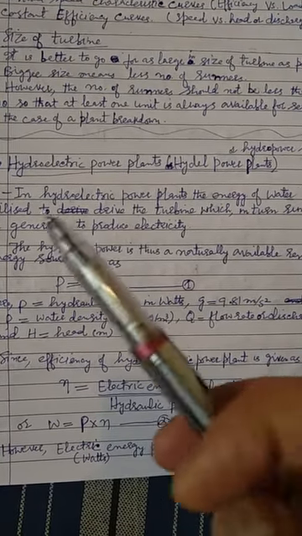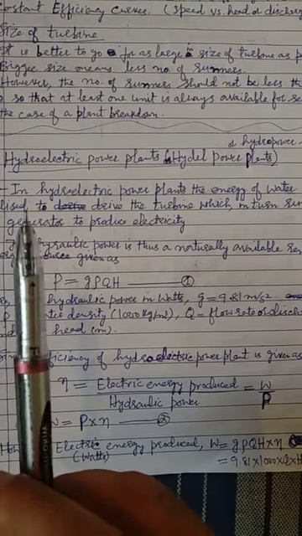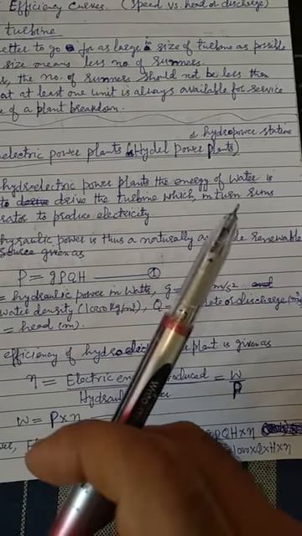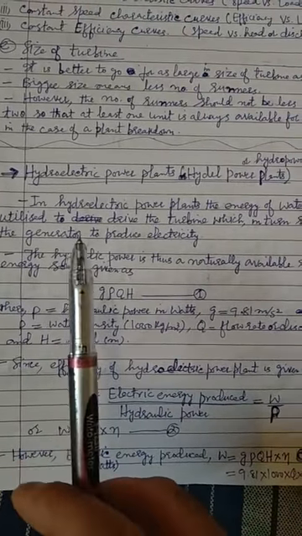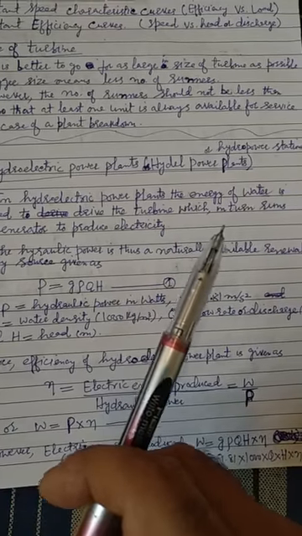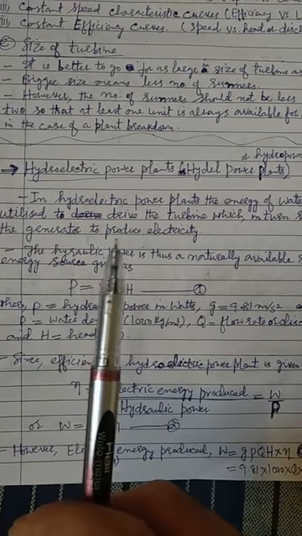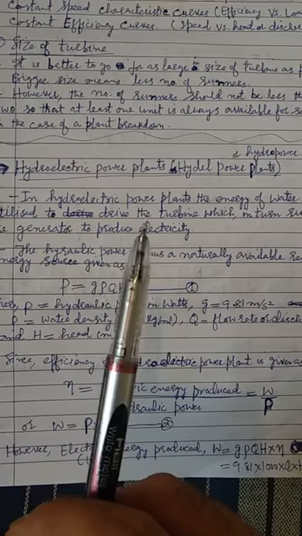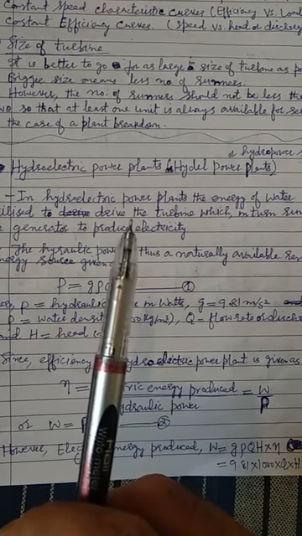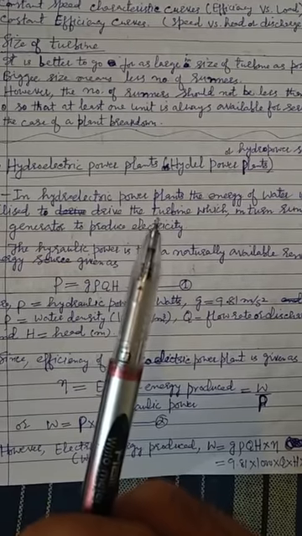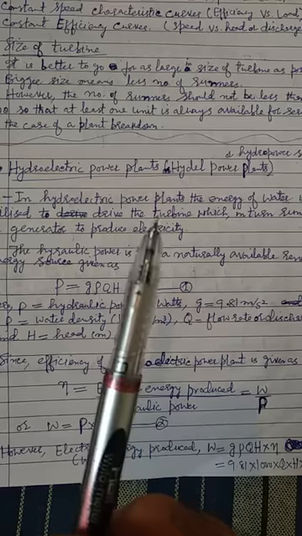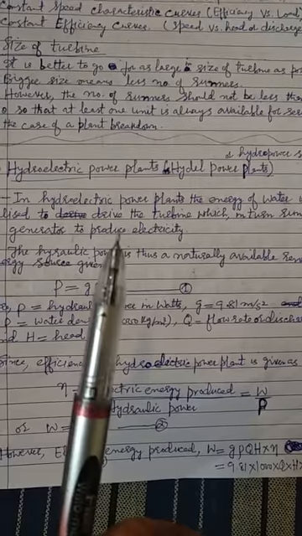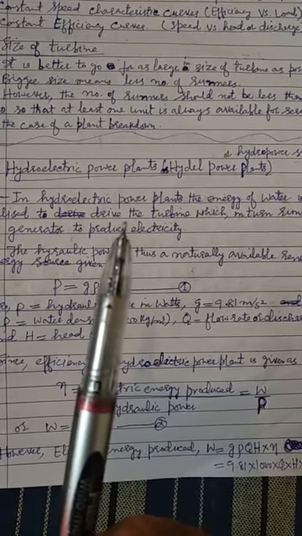So let us see what is the basic definition. What is the basic definition of hydroelectric plants? In hydroelectric power plants, the energy of water is utilized to drive the turbine, which in turn runs the generator to produce electricity. So, what is the basic purpose of the hydroelectric power plants? The hydraulic energy is utilized to drive the turbine, which in turn produces electricity by moving the generator. This is the actual purpose of the hydroelectric power plants.